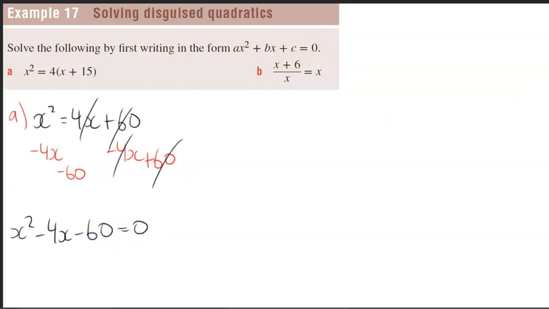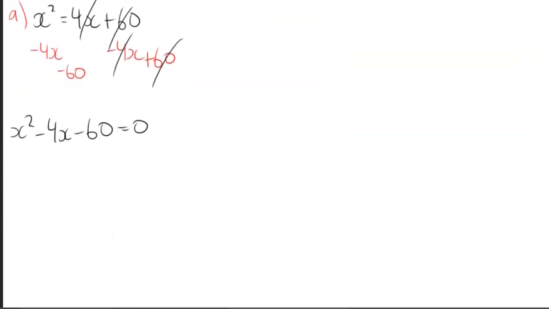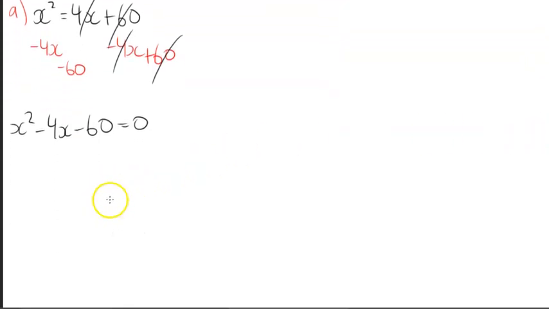Sweet, now we're in a format where we've got everything on the left hand side and it's equal to 0. And now I have to find two numbers that when multiplied will give me negative 60, and then when added together will give me negative 4. These two numbers will be negative 10 and positive 6. Negative 10 times positive 6 is negative 60. Negative 10 plus 6 is negative 4. Yep, that's correct. So we have x take away 10, and x plus 6 is equal to 0.